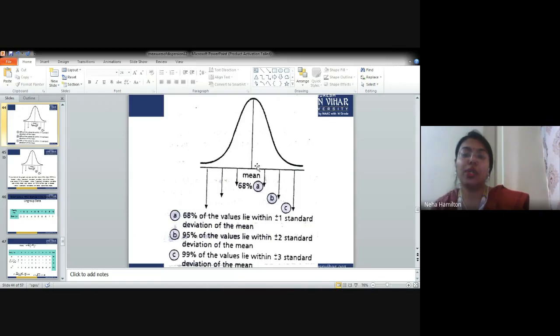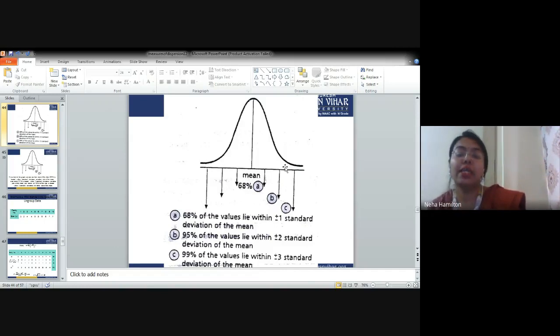So if you look here, right, this middle area, if you can see my cursor, basically tells us that 68% of the population values lie between these, right? So this is plus 1 and this is minus 1. So 68% of total values lie between them.